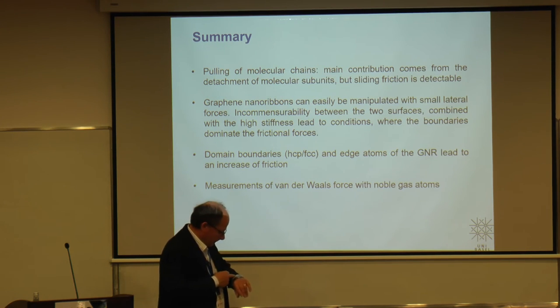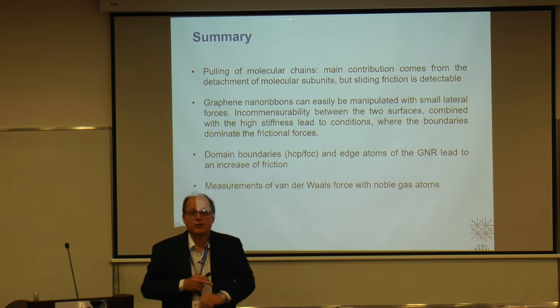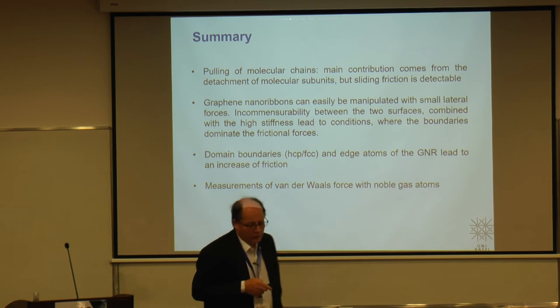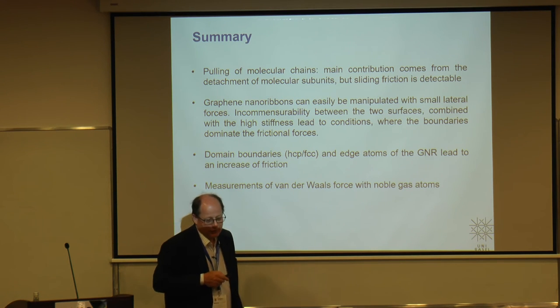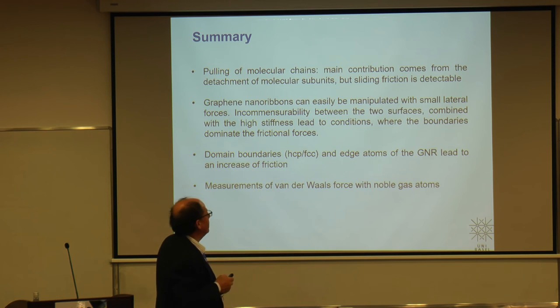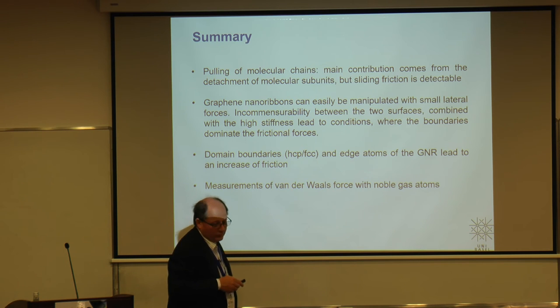Okay, so I still have a bit of time, I guess. So just to summarize this part, I think the main part was that we could see that these graphene nanoribbons really are a nice example of what we call structural lubricity. And we saw also that if you change the structure from HCP to FCC, that gives rise to some changes. And then the last example was this van der Waals force.